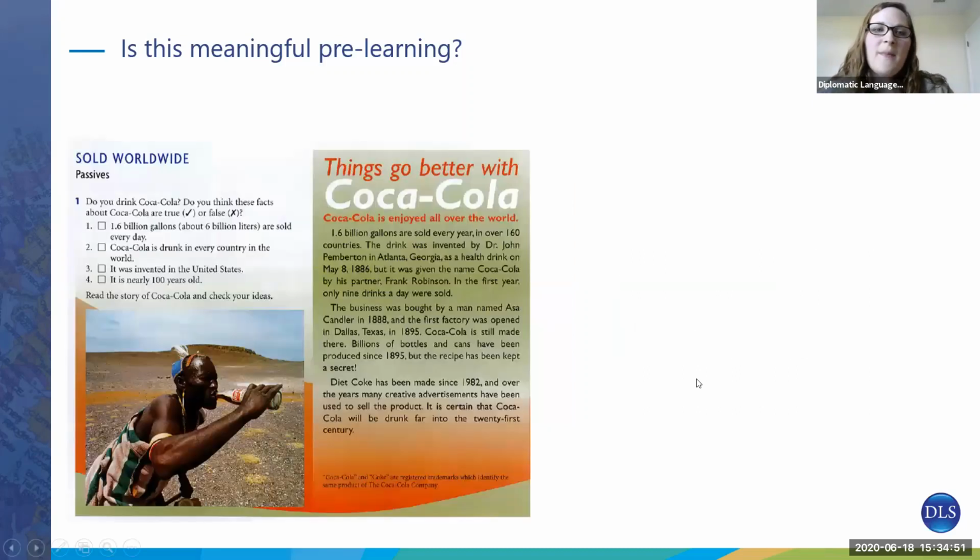Okay. How about this one? Does this look like a meaningful pre-learning or way to kind of introduce or set up the grammar teaching moment? Yes. Okay, we've got a very firm yes. And I would agree, yes. So then the question is why? Like, why is this meaningful pre-learning?